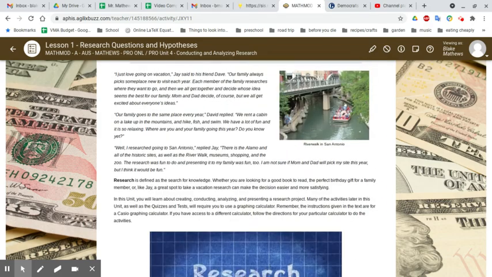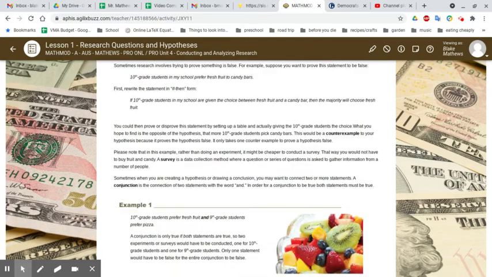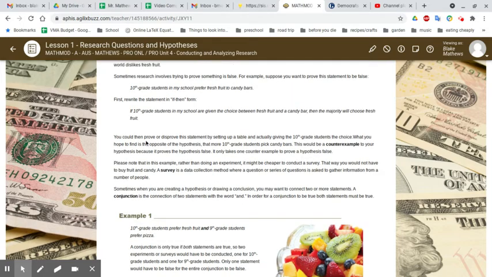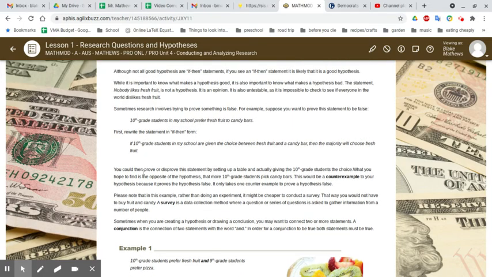So counterexample, find it. All right, with that. Counterexample needs to be, you can prove or disprove this statement by setting up a table and actually giving the 10th grade students a choice. What you hope to find is the opposite, that more 10th grade students pick candy bars. And this is in their example. This would be a counterexample because it proves a hypothesis false. It only takes one counterexample to prove a hypothesis false. So you need to have a survey or an experiment.